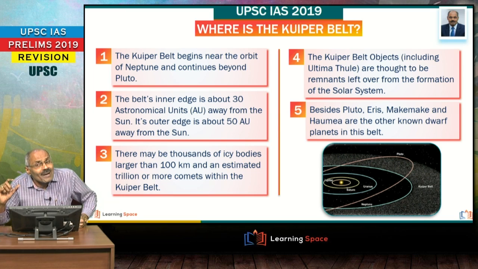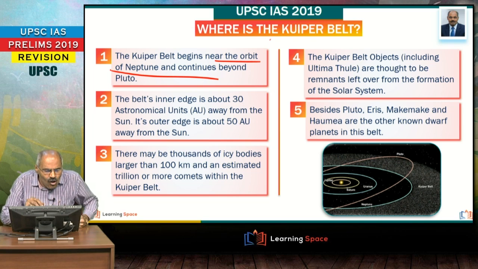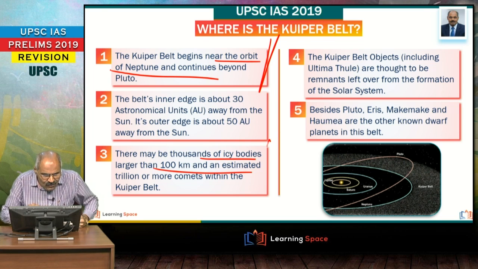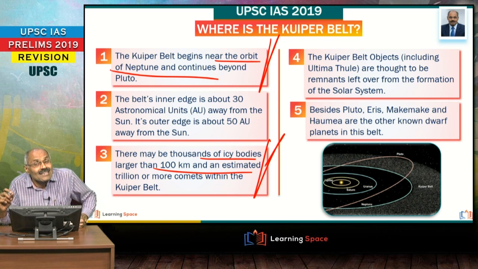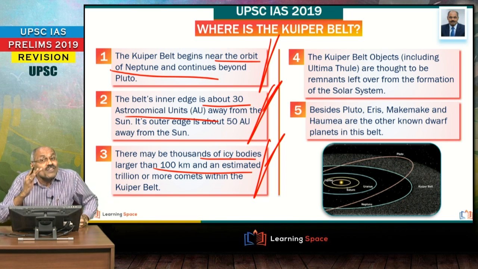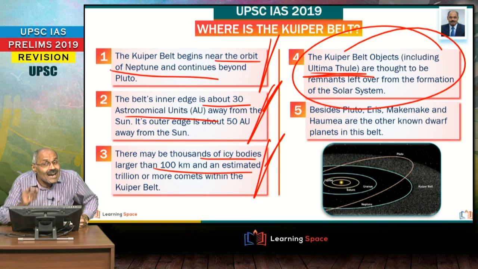And what is the Kuiper belt? Have a glance at it. In a nutshell, this is near the orbit of Neptune and continues beyond Pluto. Ultima Thule is the object, and there are thousands of icy bodies in this Kuiper belt, and technically speaking it is from about 30 astronomical units away from the sun, and 30 to 50 astronomical units. This is the Kuiper belt, and Ultima Thule is one of the objects in the Kuiper belt, and these are objects which are left over from the formation of the solar system, right?